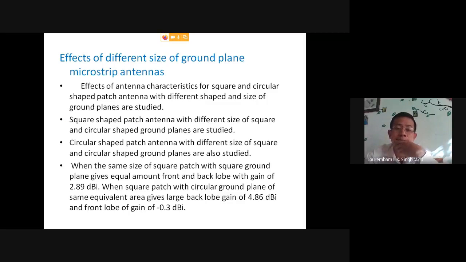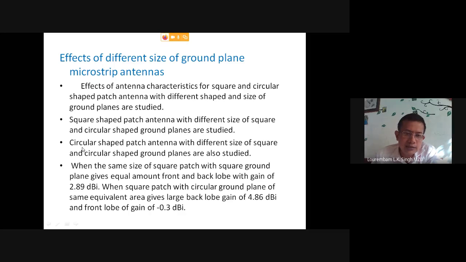So in that regard, we selected certain standard sizes. One is the square shape patch. With the square shape patch antenna, different sizes of square or circular shape ground planes were studied. Then another is a circular shape patch antenna, and again different sizes of square or circular shaped ground planes were studied.